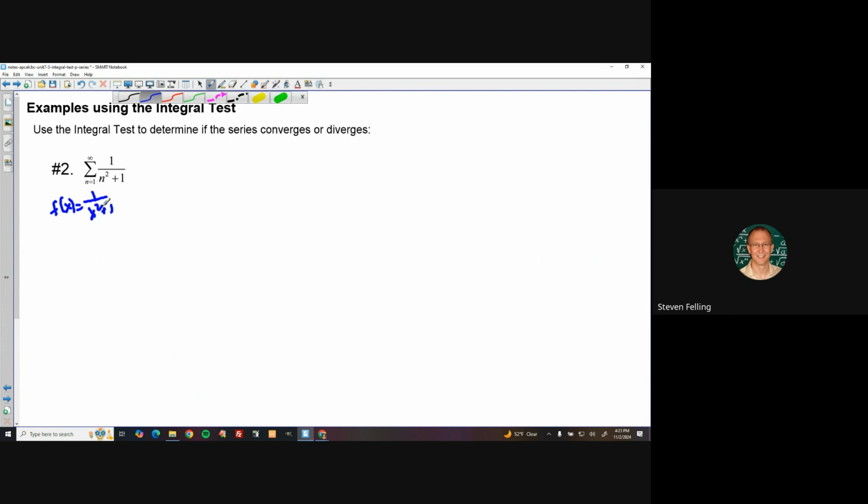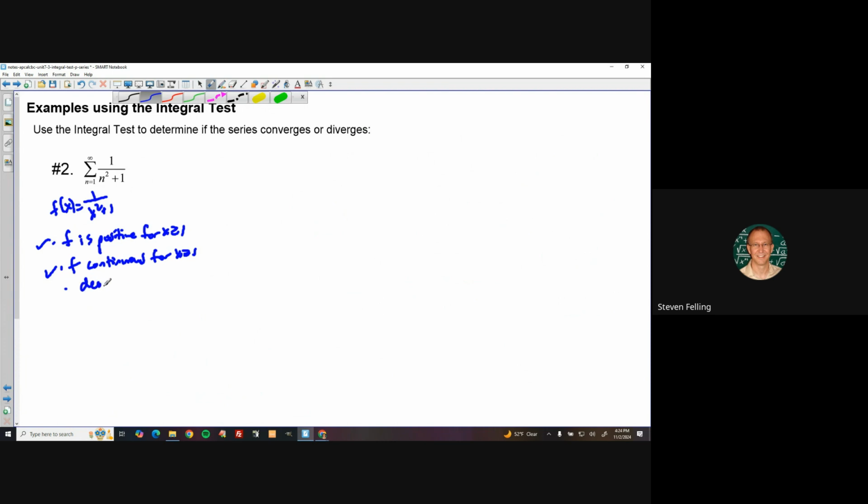And let's see. We have to be able to assert that that is positive, and that is true for x is greater than or equal to 1. That's true. F is continuous for x is greater than or equal to 1, also true.